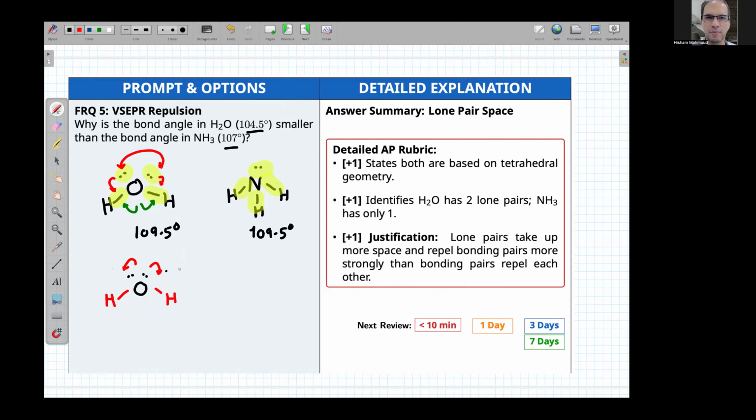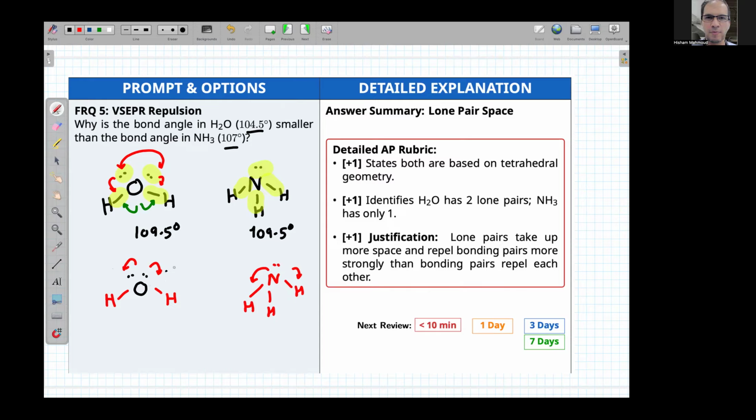So ammonia has 1 lone pair. That 1 lone pair pushes down on the 3 nitrogen-hydrogen bonds, compressing the HNH angle slightly from 109.5. So the pushing here is by 1 gangster only. So the pushing is a little bit weaker than the pushing done by these 2 gangster lone pairs.